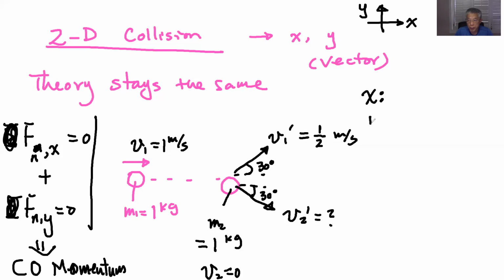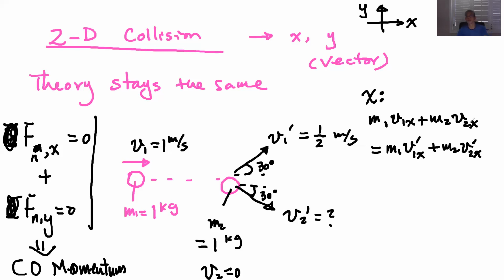So we know m1 v1x plus m2 v2x is equal to m1 v1x prime plus m2 v2x prime. All right, so that's conservation in the x direction. Okay, so we have that, and then we have y also, but we're going to look at x first. So 1, right, times v1x. So this is v1x, right?